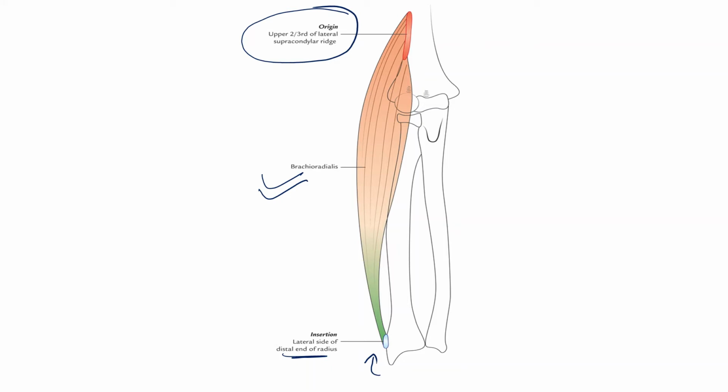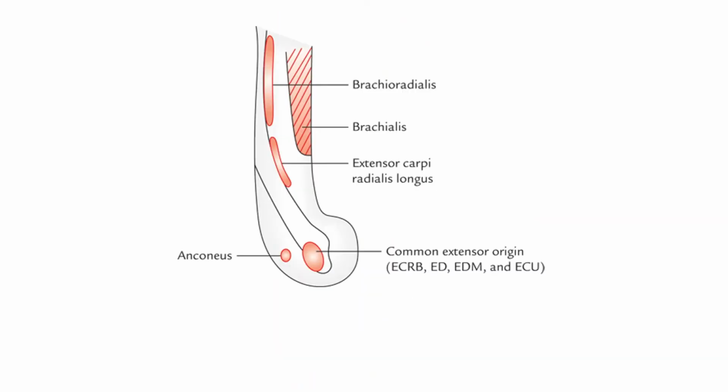So this is about the very first and the lateralmost muscle, that is brachioradialis. This brachioradialis mainly takes part in the flexion of the forearm. Just medial to the brachioradialis lies the muscle extensor carpi radialis longus. The extensor carpi radialis longus also takes its origin from this lateral supracondylar ridge.